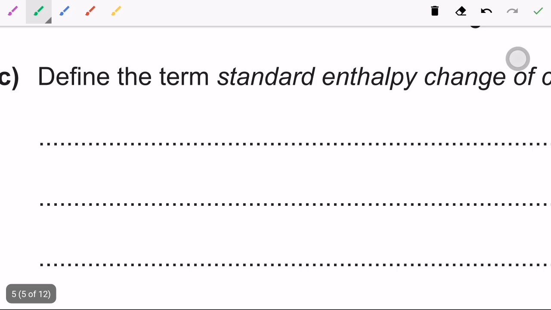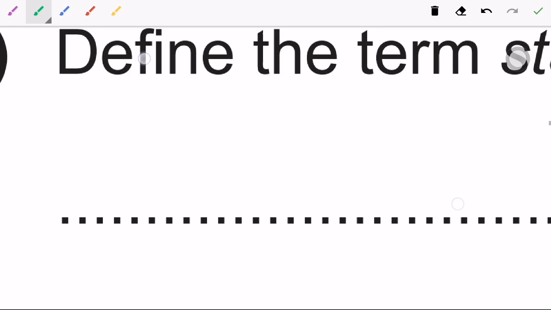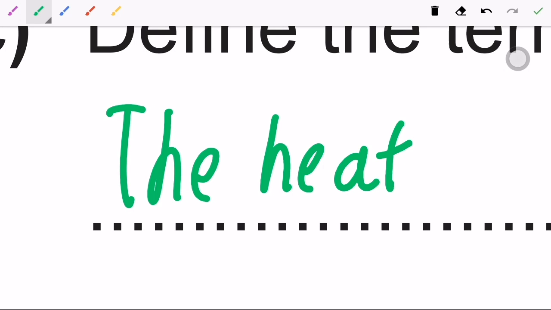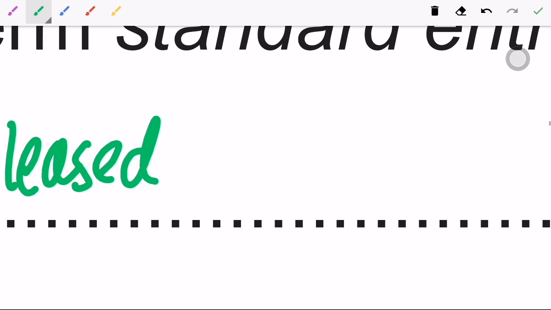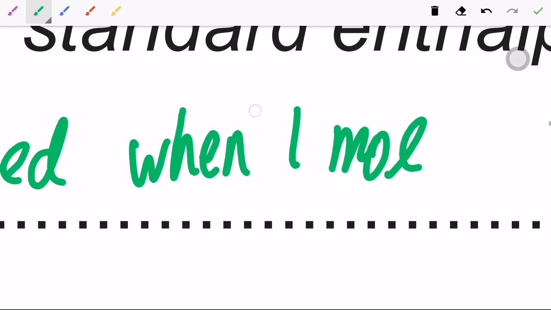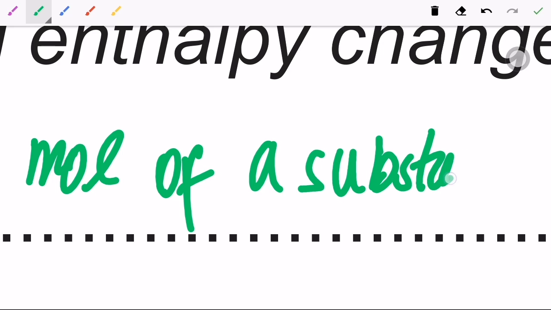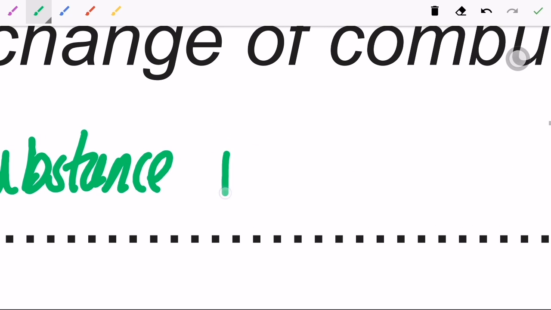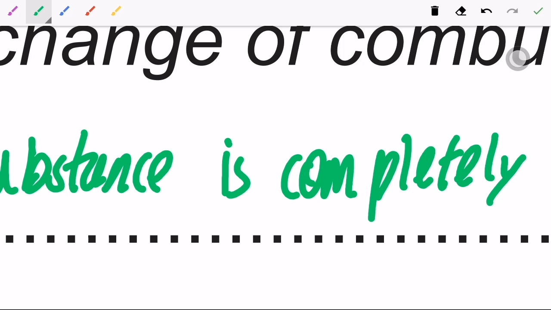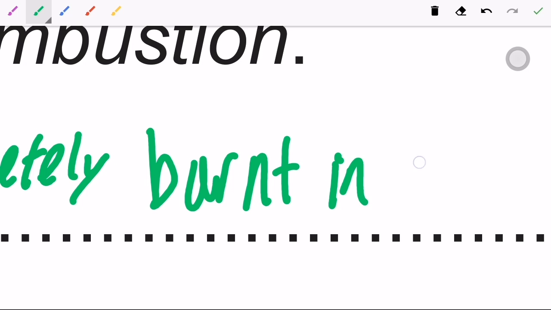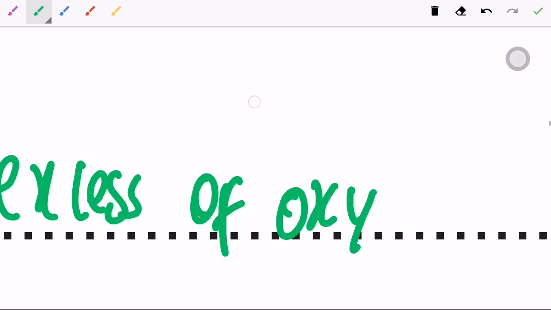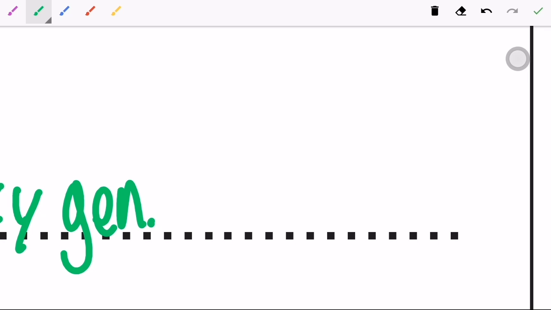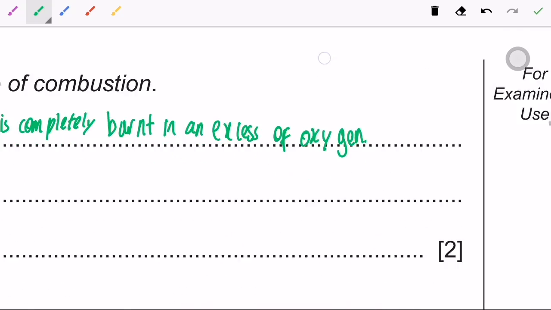Define the term standard enthalpy change of combustion. The heat released, we must put down the heat released, when 1 mole of a substance is completely burnt in an excess of oxygen. You do not have to say fuel. So, in an excess of oxygen.